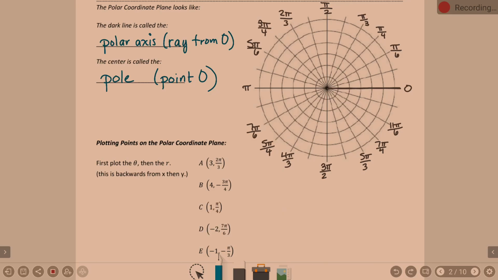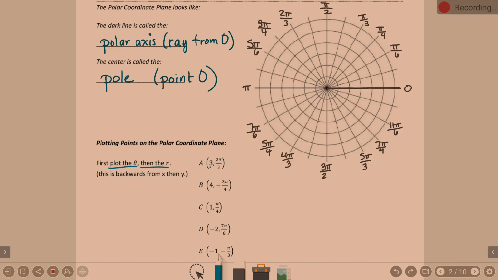Okay, guys, remember, it's first plot theta, then the r. So in point A, the ordered pair is 3, 2 pi over 3. First of all, we need to find the theta. Where is 2 pi over 3? Okay, it is this line or ray in quadrant 2, yes? Now, what's my r value? I have an r value of 3.